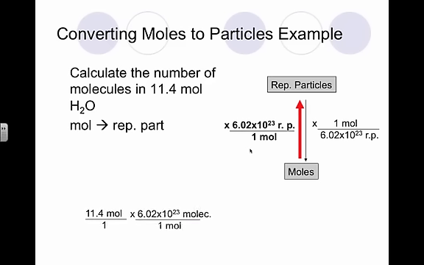So we start with our given over 1 and we multiply by our mole road factor. Notice how we have moles over moles, which cancels. And we multiply 11.4 times 6.02 times 10 to the 23rd. You end up with 6.86 times 10 to the 24th molecules of water.